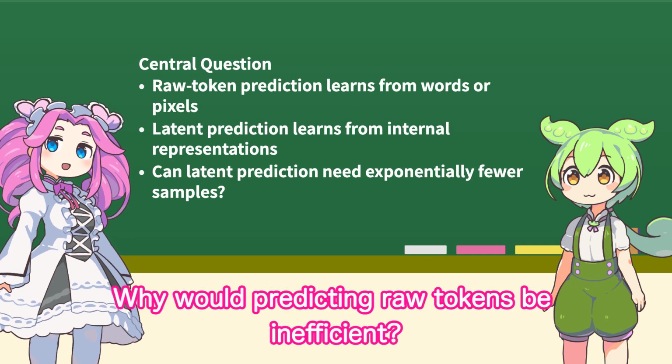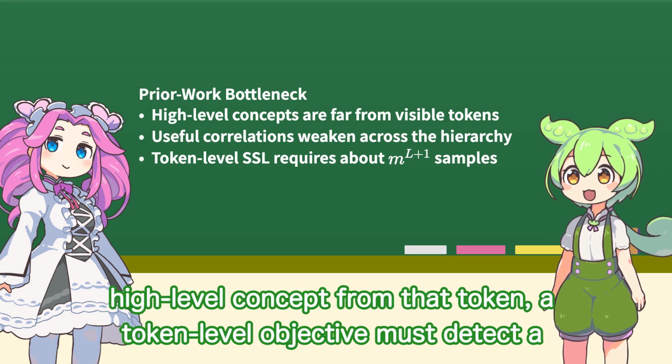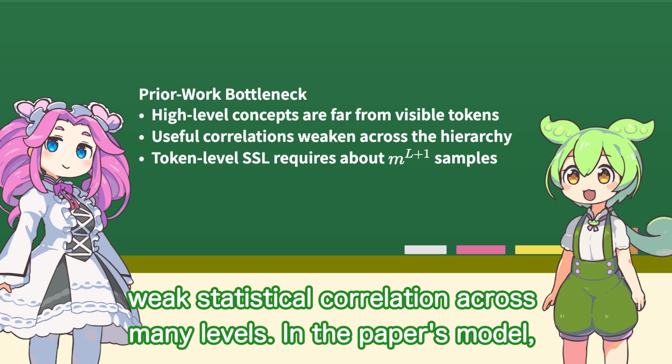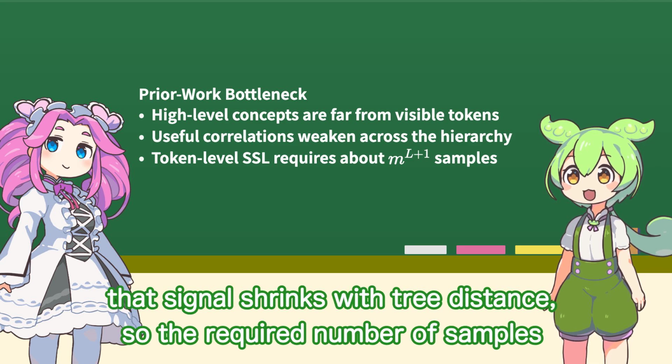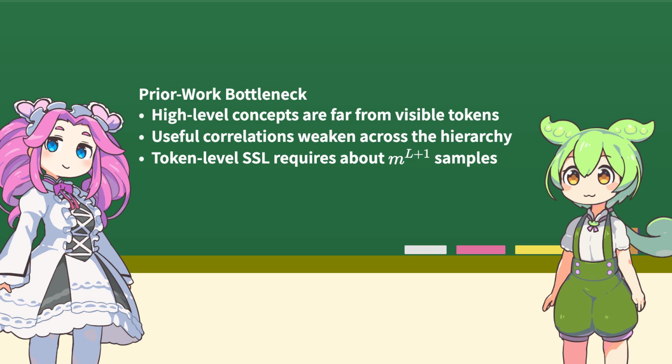Why would predicting tokens be inefficient? A token sits at the bottom of a compositional hierarchy. To learn a high-level concept from that token, a token-level objective must detect a weak statistical correlation across many levels. In the paper's model, that signal shrinks with tree distance, so the required number of samples grows exponentially with hierarchy depth.